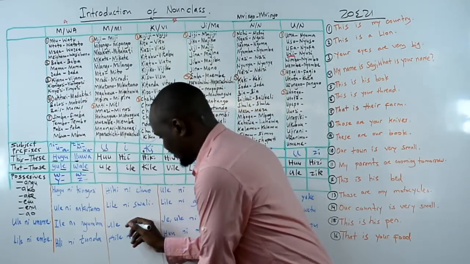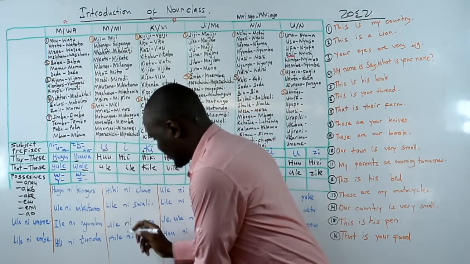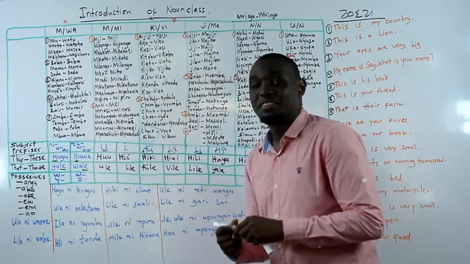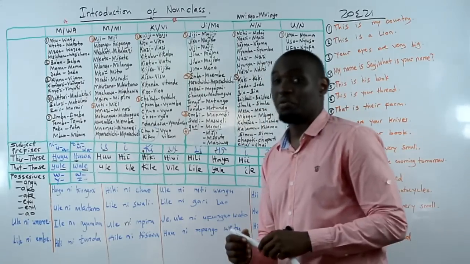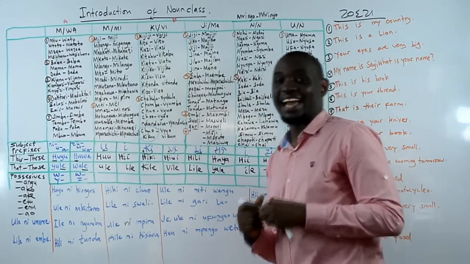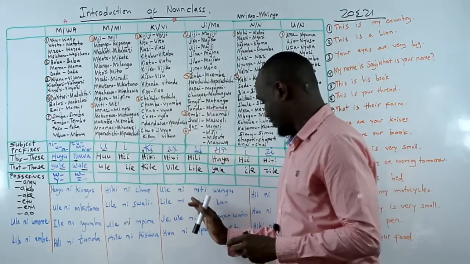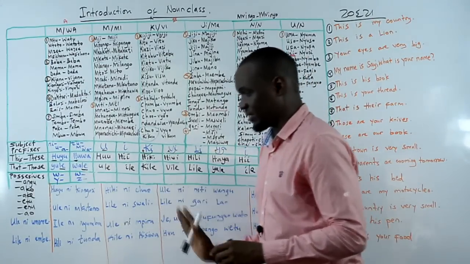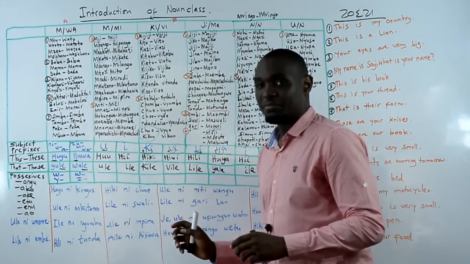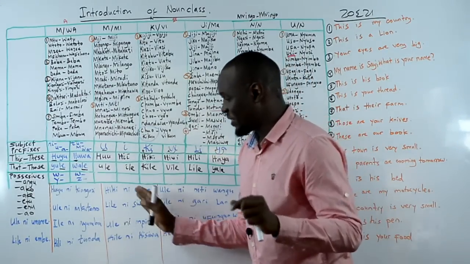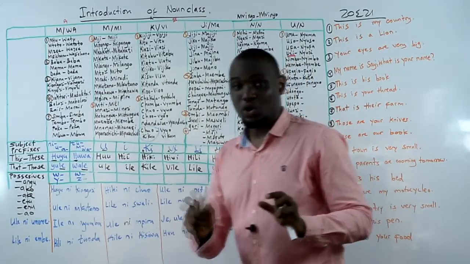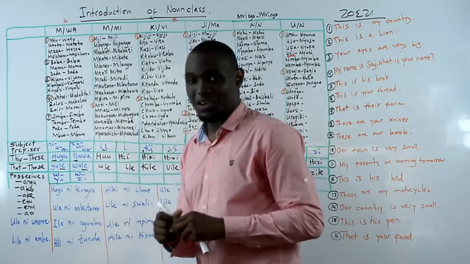Ule ni mpira. That is a ball. Kile ni kisiwa. That is an island. That's it. So, how do you make these sentences plural? How do you make them plural in Swahili?